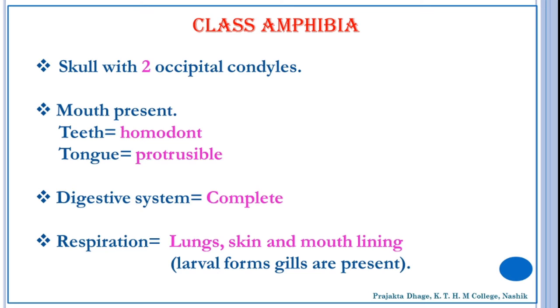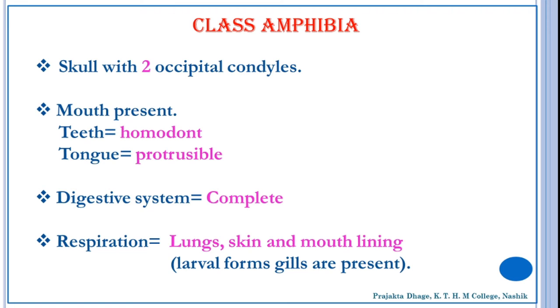Okay, now moving on to the next part, that is respiration. How do these organisms respire? They respire by means of lungs. The other major respiratory organ is the skin, and they also respire by means of the mouth lining. There is presence of external gills for respiration in the larval forms. So the larval forms are going to have gills for respiration.